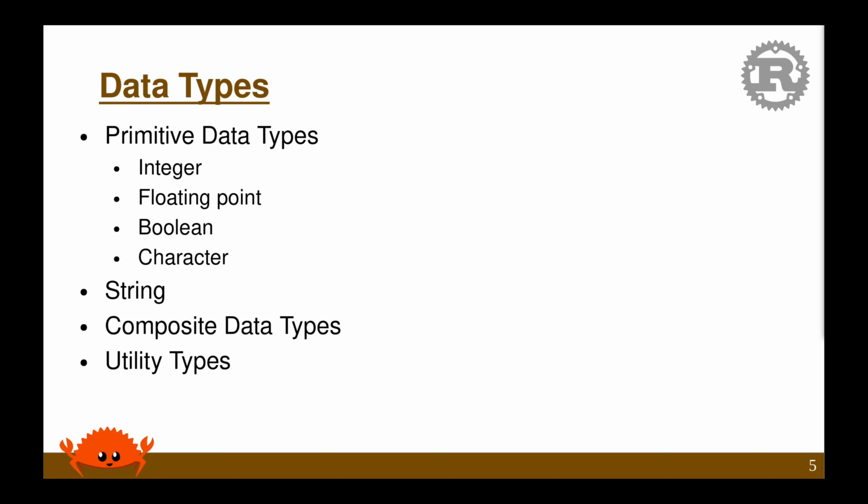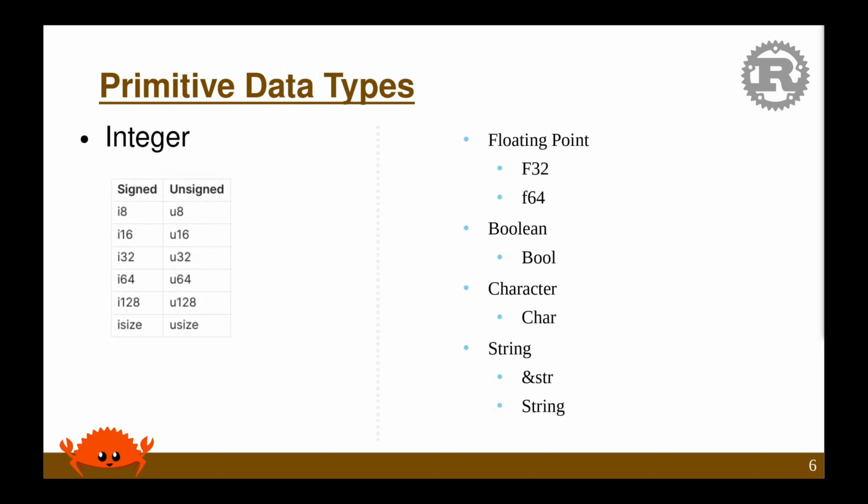Let's first take a look at the primitive data types. So the first primitive type is integer number. It can either be a signed number or an unsigned number. As you can see, an integer number is either prefixed with I or U, followed by the size of the number. For example, I8 can store a number which fits in 8 bits. Similarly, I128 can store a number which fits in 128 bits. I represents a signed number and U represents an unsigned number.